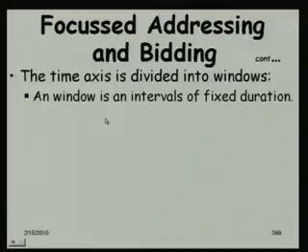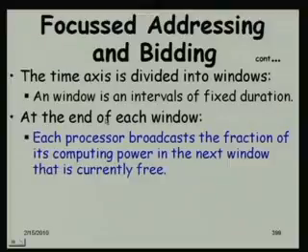The time axis is divided into windows, and the windows are basically fixed intervals of time, and at the end of each window each processor will do a broadcast. At the end of every window, each processor will examine its own status table and find out what fraction of computing power, or processor time, is free in the next window.